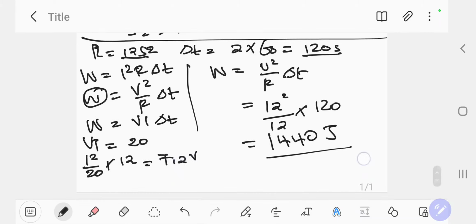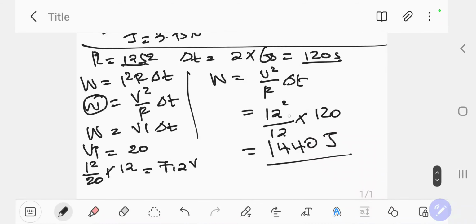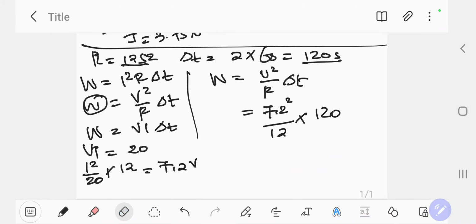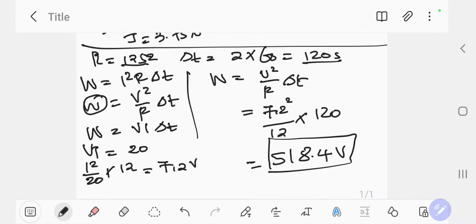7.2 volts came there. So in place of this, guys, we are going to use 7.2 squared divided by your 12, and then we'll multiply by 120. Then we're going to have 518.4 of that. So this is going to be the answer.